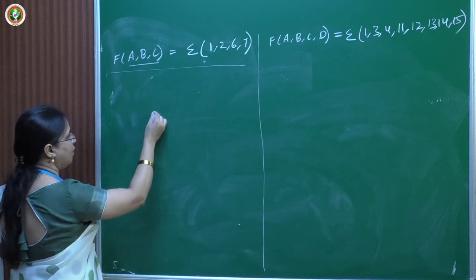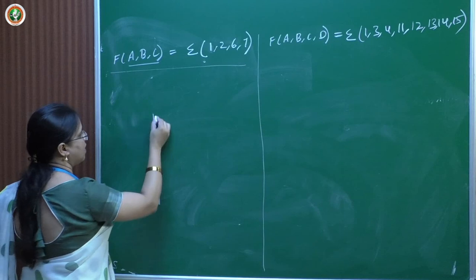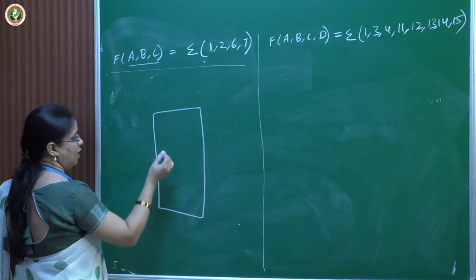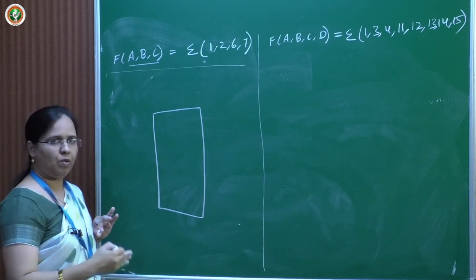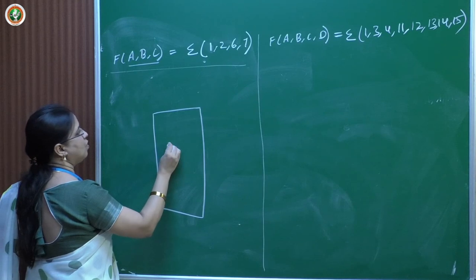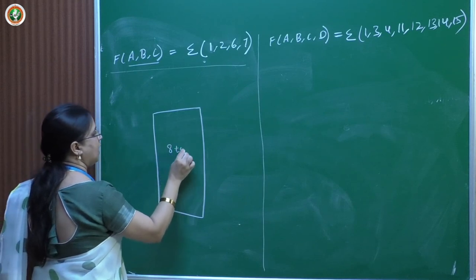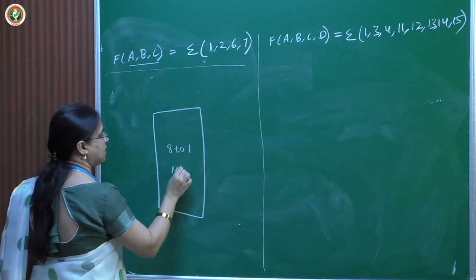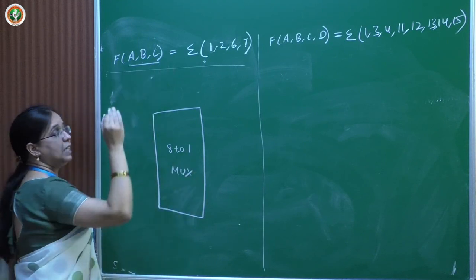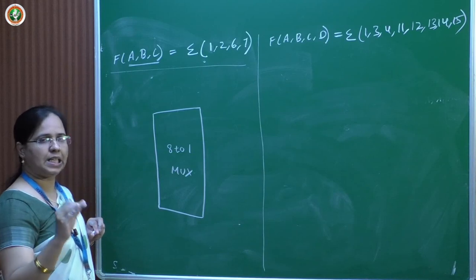So what am I going to do? I am going to write a block diagram. In order to make the circuit look simpler and easily readable, I am going to make use of which multiplexer? An 8 to 1 mux. Why am I using an 8 to 1 mux? Because it has 3 inputs, meaning 3 select lines.